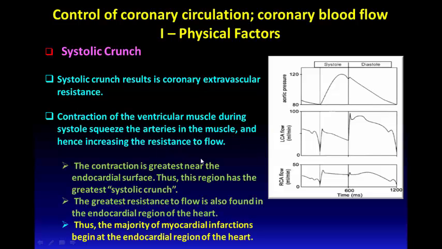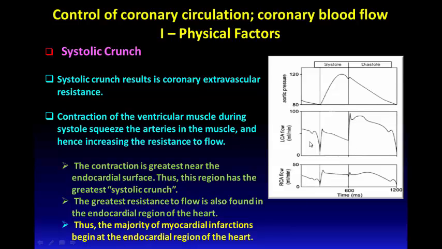The contraction is greatest near the endocardial surface. Thus, this region of the myocardium has the greatest systolic crunch, and the greatest resistance to coronary blood flow is also found in the subendocardial region of the heart. Hence, the majority of myocardial infarctions begin at the endocardial region of the heart.